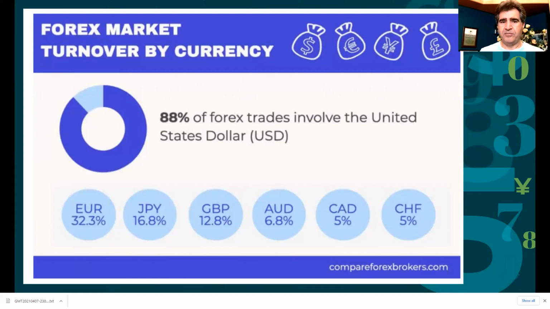Basically, the dollar is the big one, and as I mentioned, it's the reserve currency. Anything involving the dollar is called a major, so major currencies. 88% of Forex trades involve the US dollar, because again, that is the reserve currency. About 32.3% involves euro, 16.8% involves Japanese yen, and 12.8% is British pound, and so on. We have 6.8% Aussie dollar, Canadian dollar is 5%, and the Swiss franc is 5%.